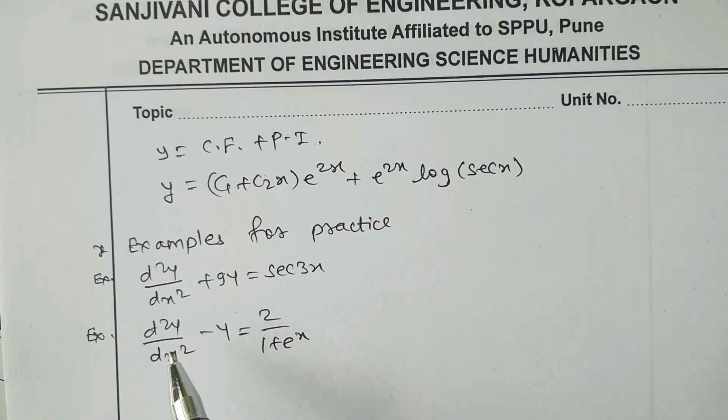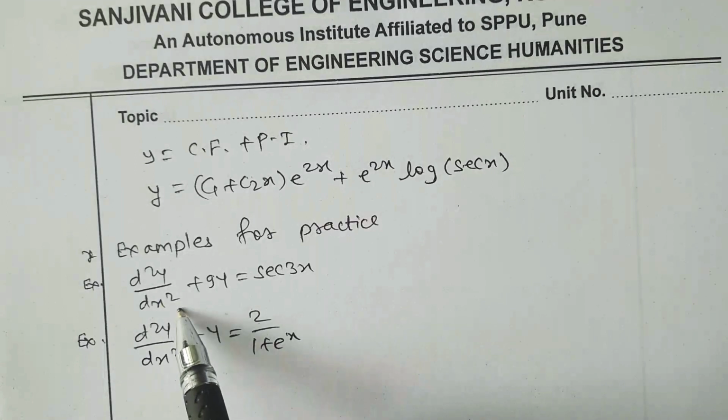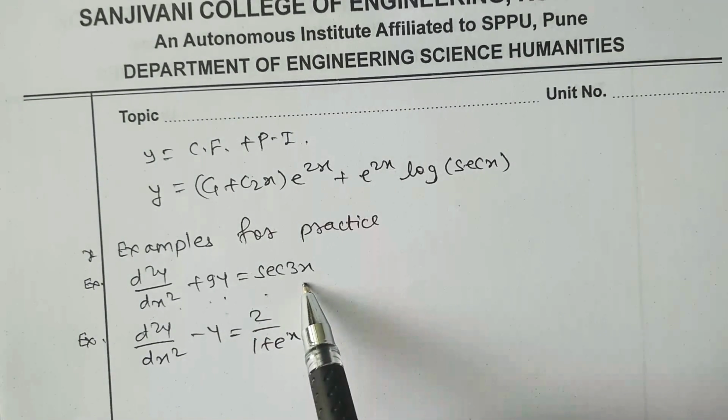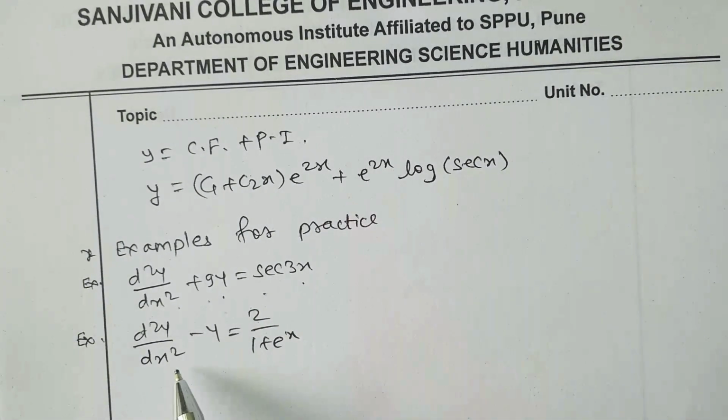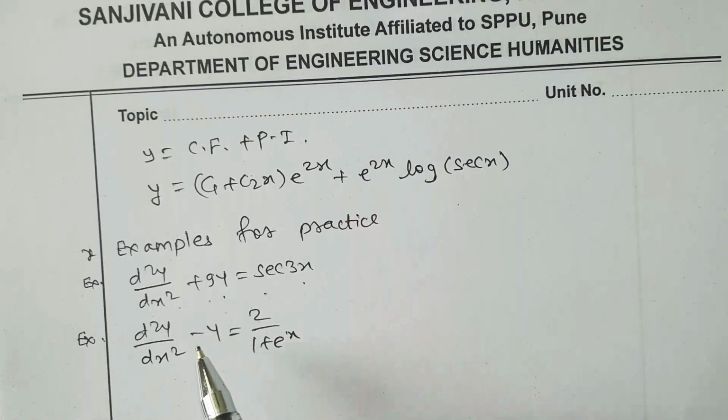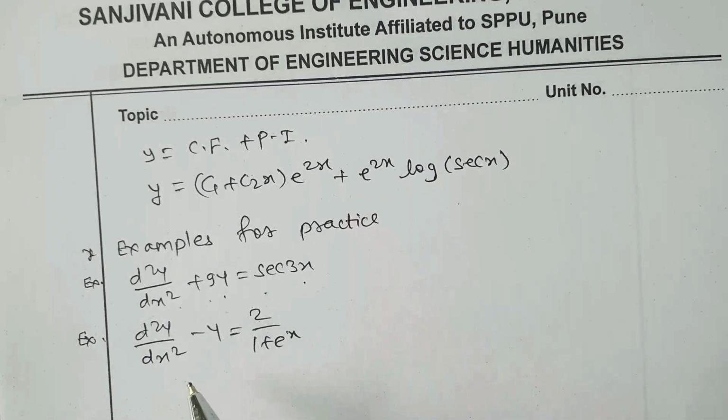Now, examples for practice. d square y by dx square plus 9y equals 6 sec 3x, and d square y by dx square minus y equals 2 upon 1 plus e raised to x. So these are two examples for practice. Solve these two examples by using the method of variation of parameters.